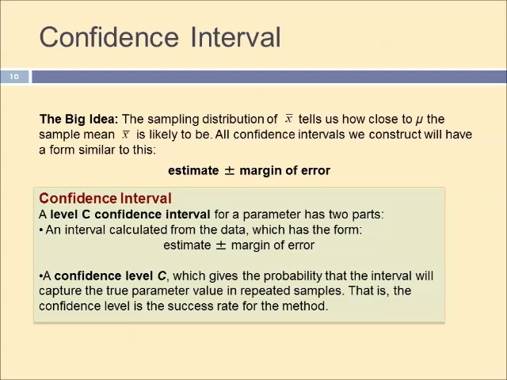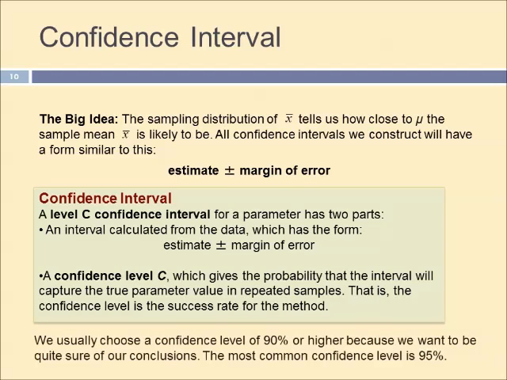A level C confidence interval for a parameter has 2 parts. An interval calculated from the data, which has the form estimate plus or minus margin of error, and a confidence level C, which gives the probability that the interval will capture the true parameter value in repeated samples. That is, the confidence level is the success rate for the method. We usually choose a confidence level of 90% or higher because we want to be quite sure of our conclusions. The most common confidence level is 95%.